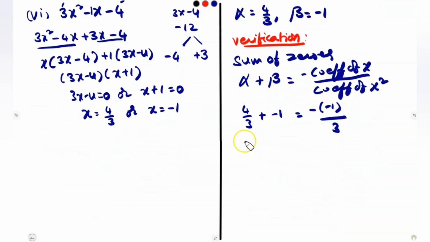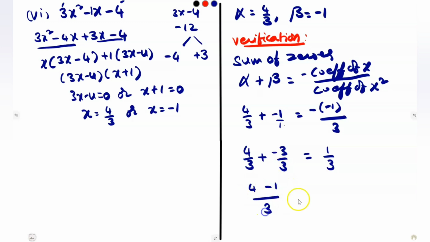Let us simplify that by writing 4 by 3 as it is, plus minus 1 into 3 gives you minus 3 by 3. On the right side, you'll get minus of minus 1, which is plus 1, by 3. And here you will get 4 plus minus 3, which is 4 minus 3, so 1 by 3. 1 by 3 is equal to 1 by 3. So the sum of the roots is verified.